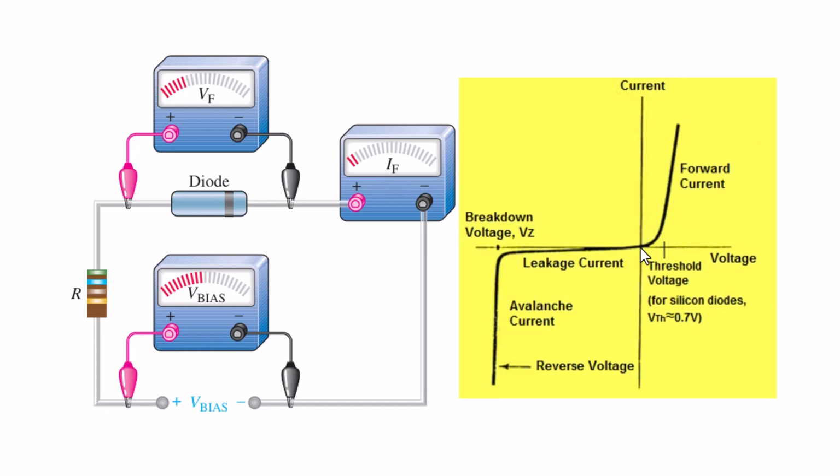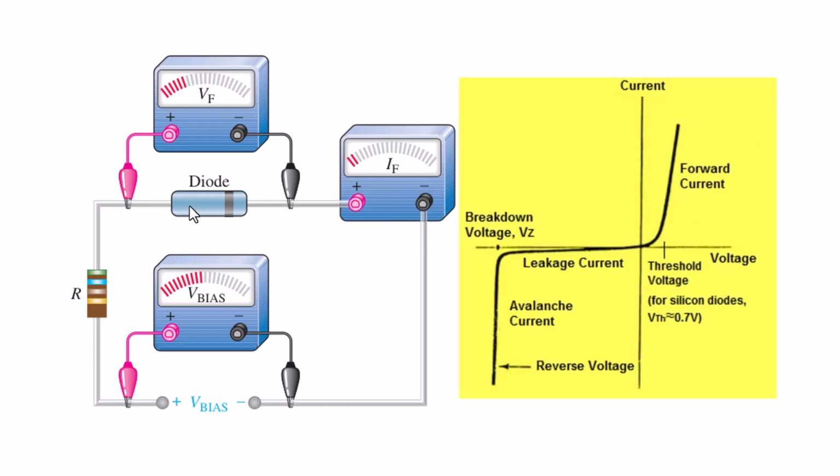Now remember, this is a voltage and current characteristic. So the x-axis will be your voltage, and the y-axis will be your current. Then you start increasing your voltage with steps. You go to 100 millivolt, you take the voltage across the diode, and you also take the current reading.